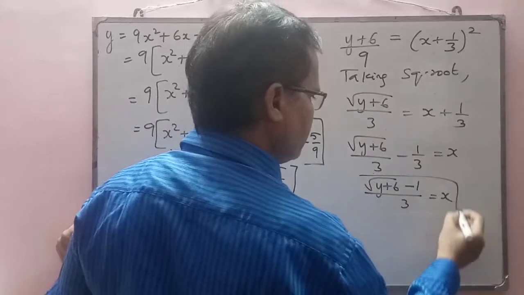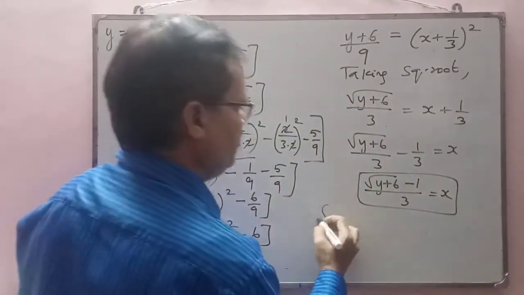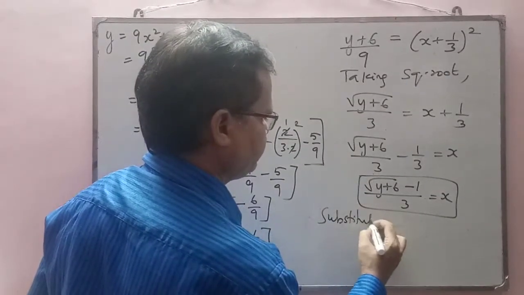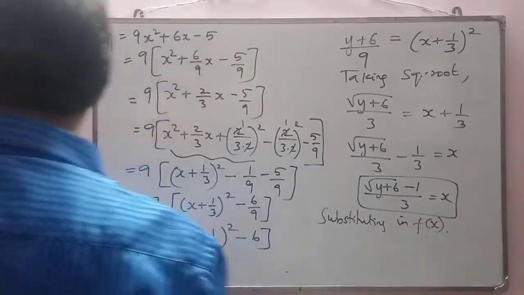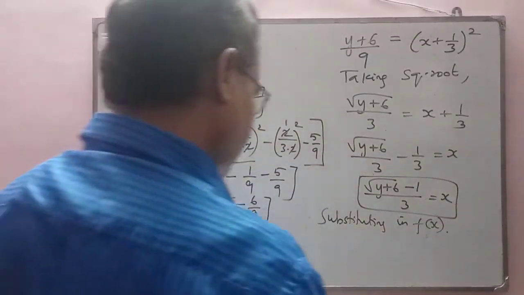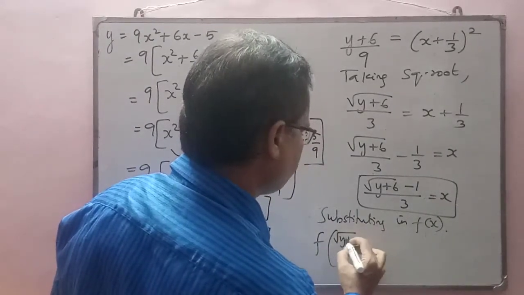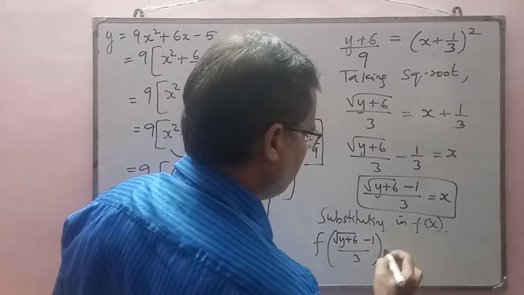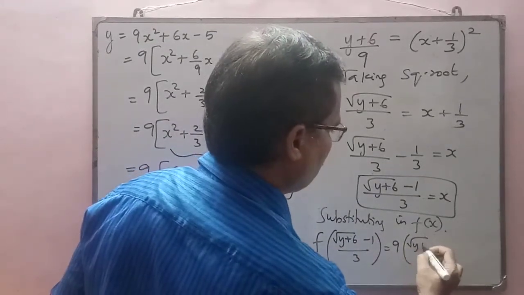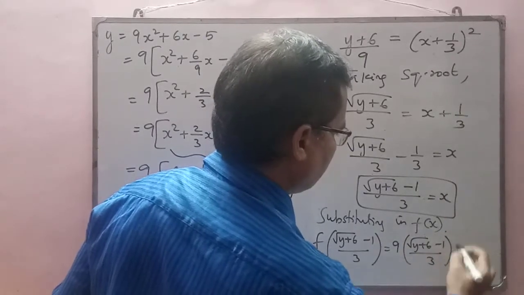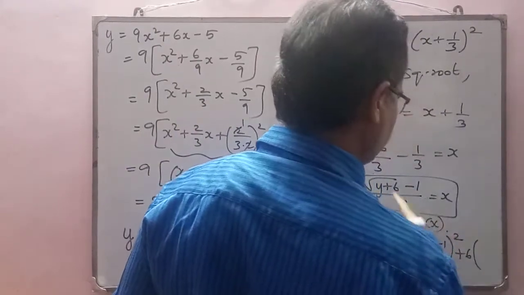So we know this is the inverse. To show that this is the inverse, we need to do one more step. Substitute in f of x. You should get y. What is f of x? F of x was 9x squared plus 6x minus 5. So now you have to do f of (root of (y plus 6) minus 1 by 3). 9 times x squared is that. So root of (y plus 6) minus 1 by 3 the whole squared plus 6 into the same.